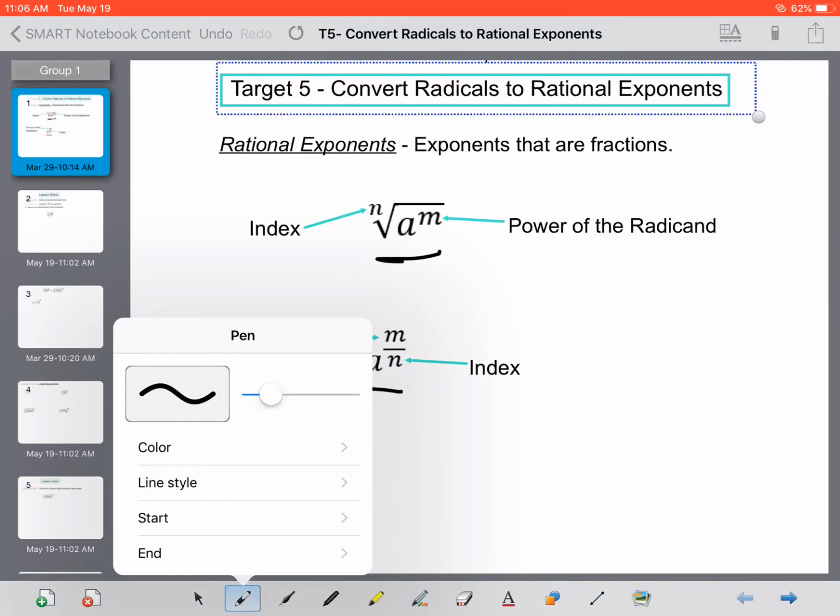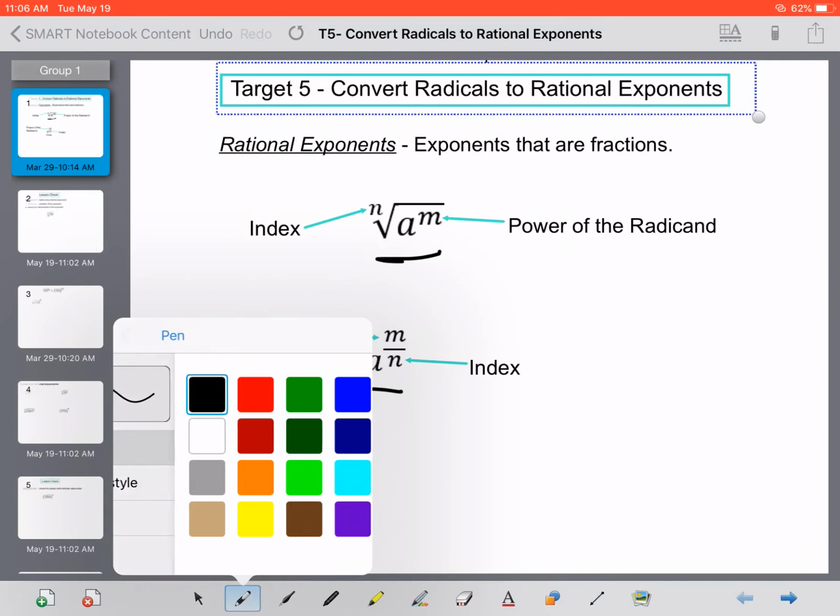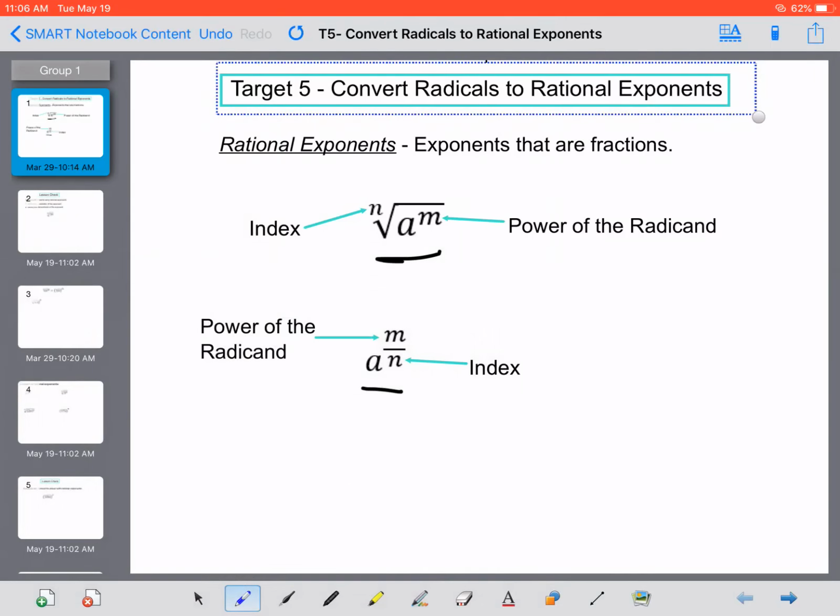One thing you need to remember: rational means any number that can be written as a fraction. So rational exponents are exponents that are fractions. Here we have a radical term, the nth root of a to the m power. We're looking at the n and the m. The n is your index. That tells you how many common factors you need in order to take a factor out of the radical. So n is your index, m is the power of your radicand.